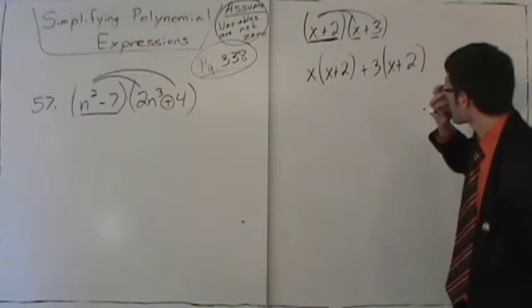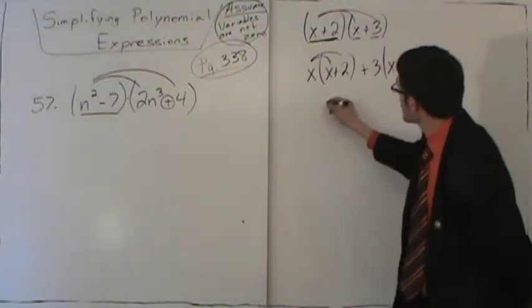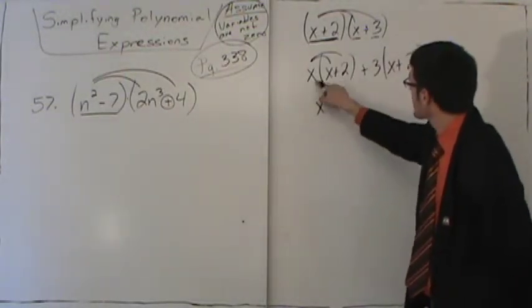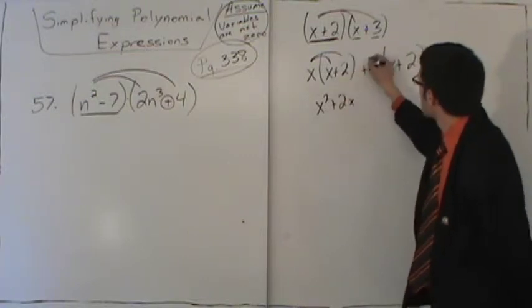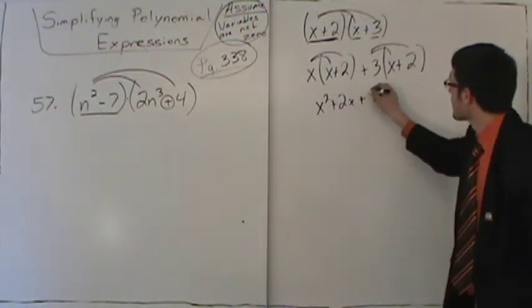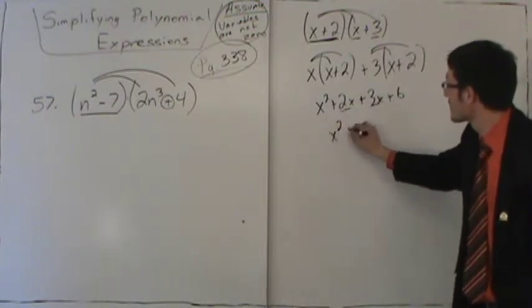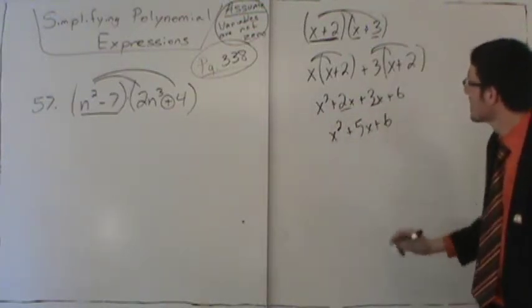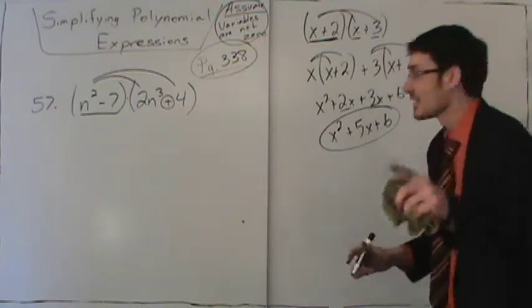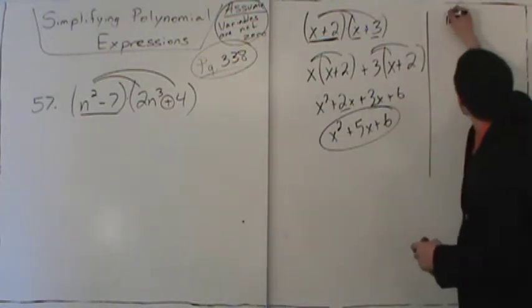Now we take the x and distribute, so we get x times x is x squared, x times 2 is 2x. And take the 3 and distribute, 3 times x is what? 3x, 3 times 2 is 6. Add the 2x and 3x, and we get x squared plus 5x plus 6, and we are done. But we can save a lot of time. We're going to use a trick called FOIL.